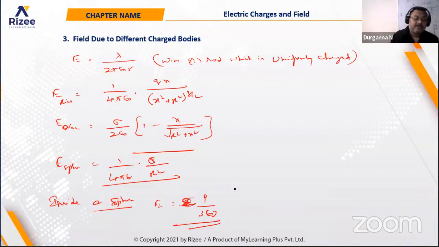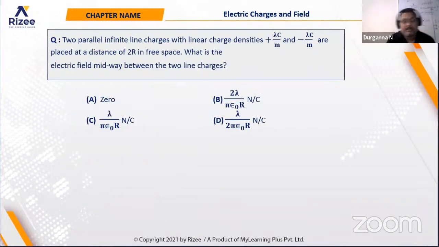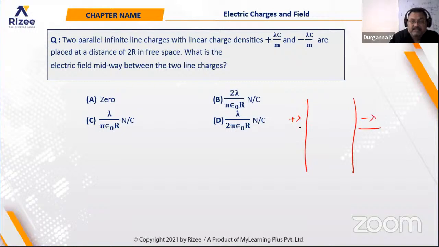Next, in this case, two parallel infinite line charge densities are given. The first wire has a charge density of plus lambda, and there is another one having a charge density of minus lambda, separated by a distance of 2r in free space. What is the electric field midway between them? At this particular point, he is asking. Since it's a positive charge, the field direction should be in this one. Since it's a negative charge, the field direction should be in this one. So both of them are in the same direction. Then E should be equal to E1 plus E2.